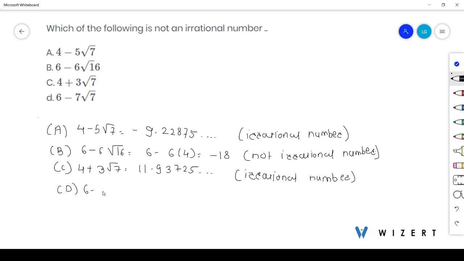And for option D, 6 minus 7 root 7 is minus 12.52025. It is also irrational. So option B is the option which is not an irrational number.